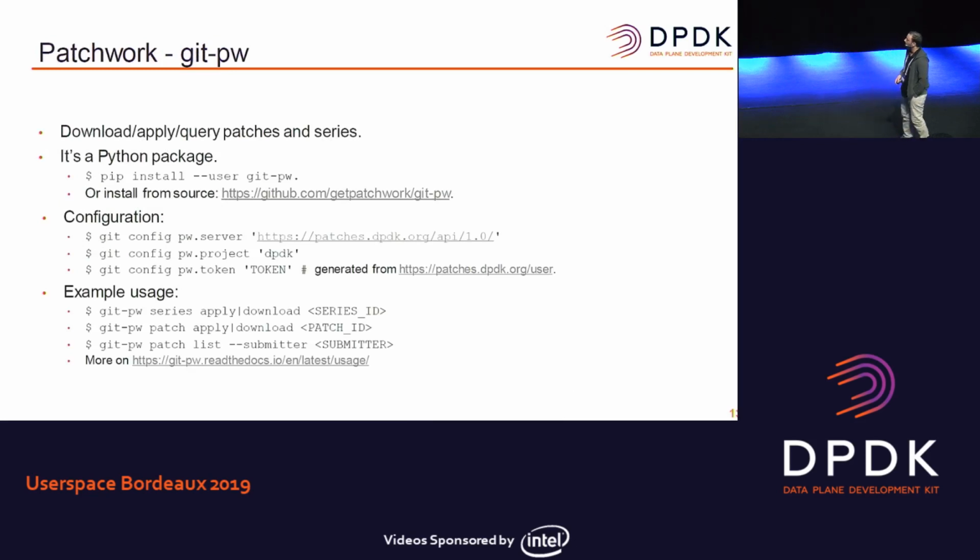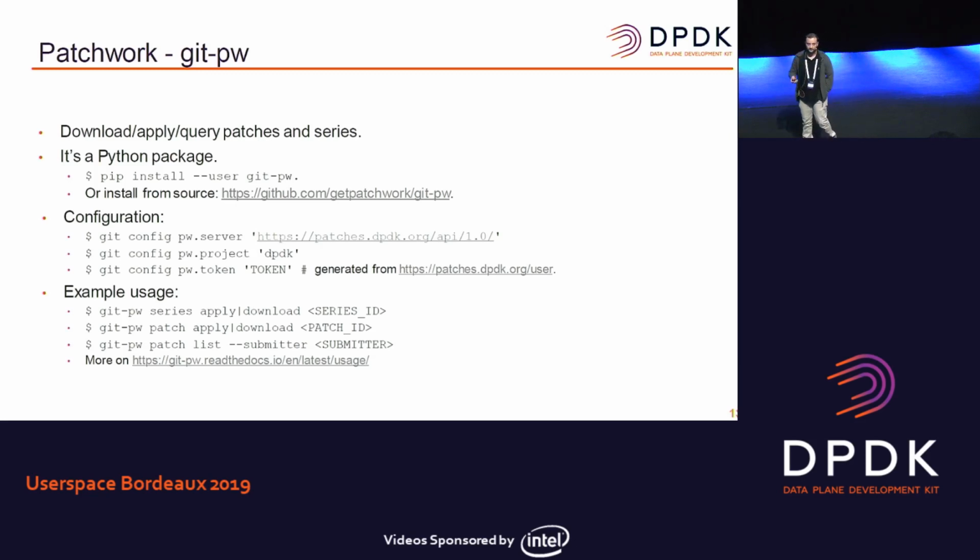So last year we upgraded our Patchwork to version 2.0, which added support for the REST API. GitPW is a tool that integrates Git with that API. It is written in Python and is available on PyPI. You can also install it with setuptools. You can just clone it and run the setup.py script that it comes with.